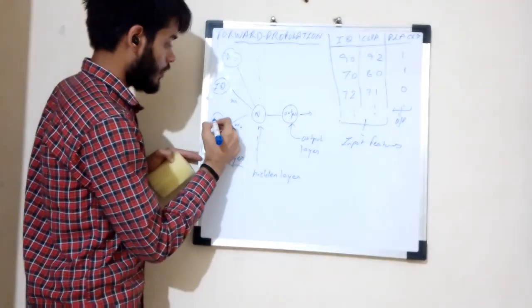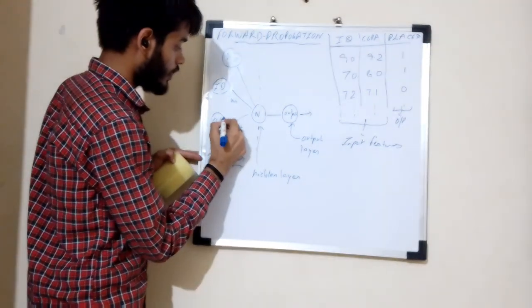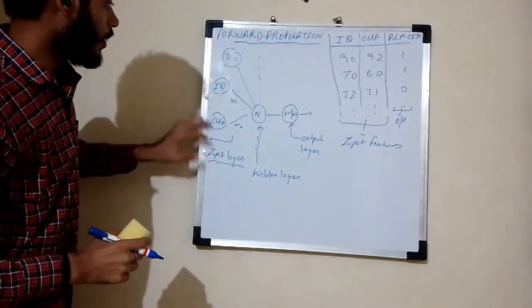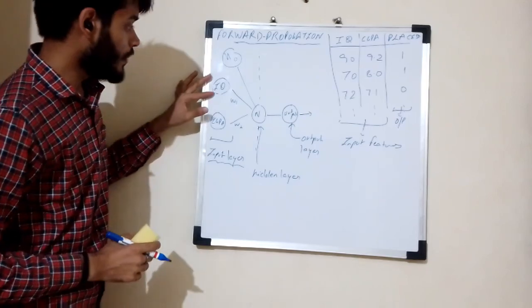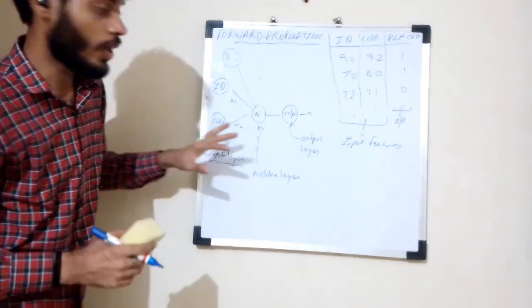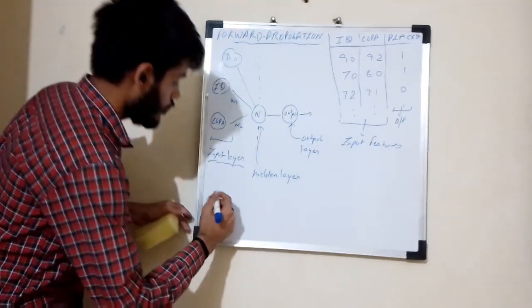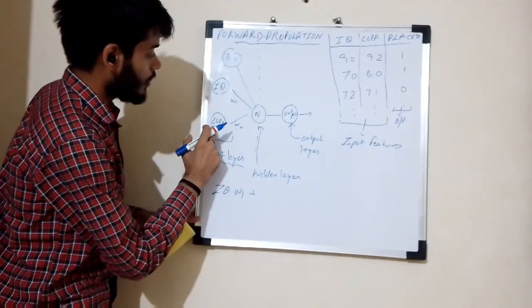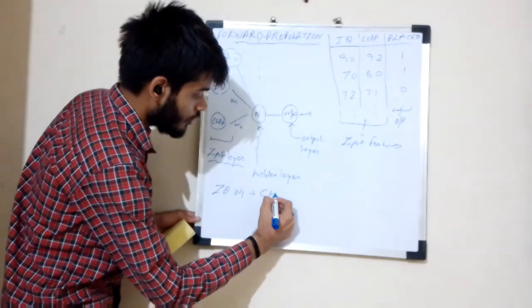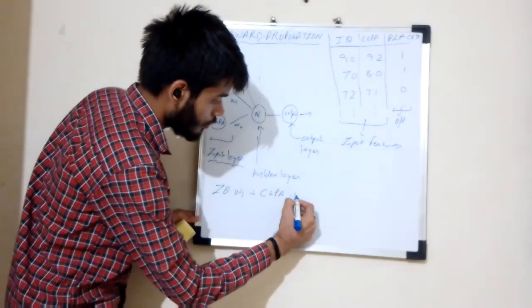It's my CGPA. Okay, let's say this is my CGPA. So my input layer basically has IQ and CGPA. I am multiplying my IQ with W1, and then I am adding that to CGPA into W2.